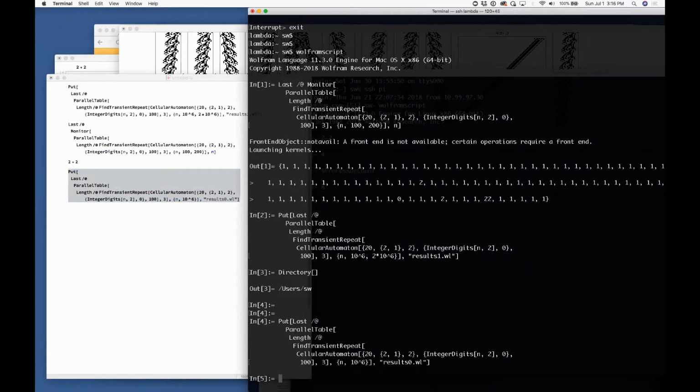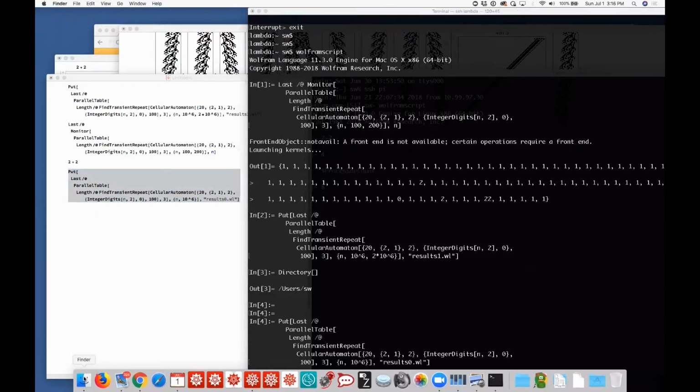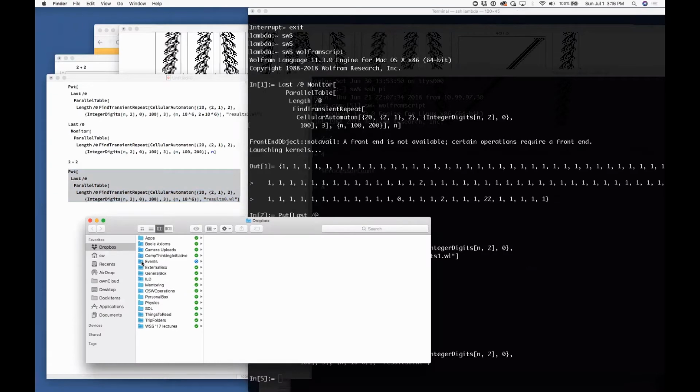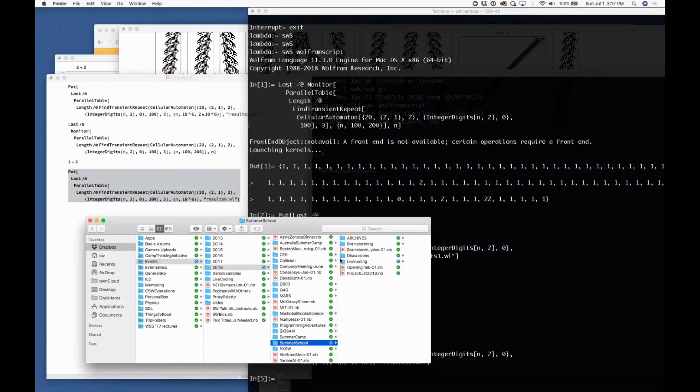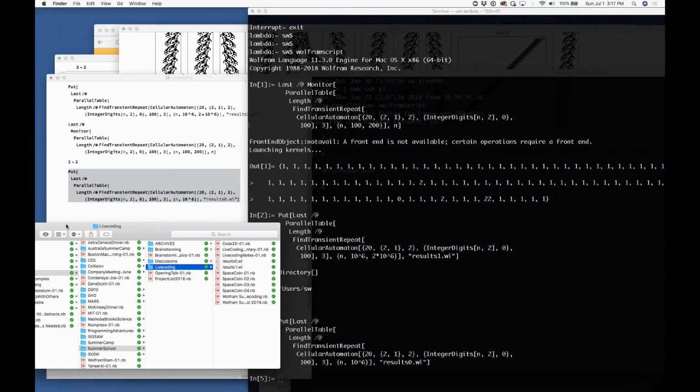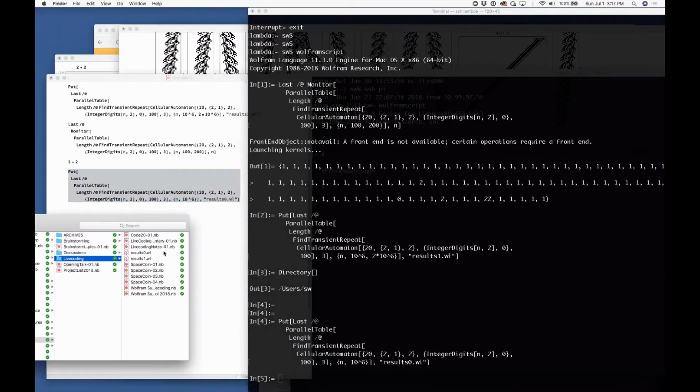Okay, let's do that. CP results 1.wl to the same thing. It was very primitive. I mean, this stuff would all have worked 30 years ago. Okay, all right, I should have those files now. Let's take a look here. So events 2018, Summer School, live coding, and there they are, results 0, results 1.